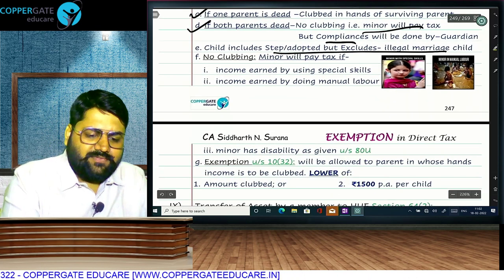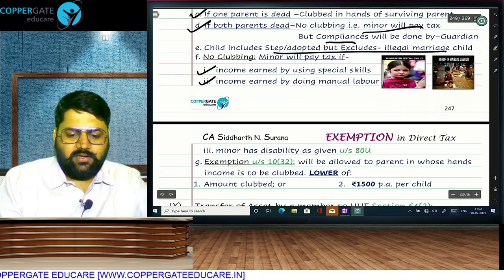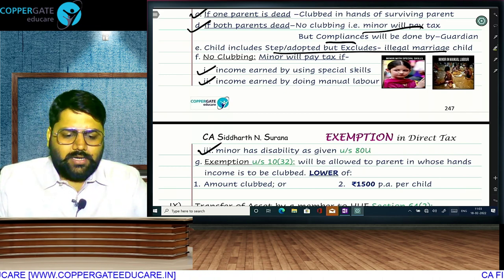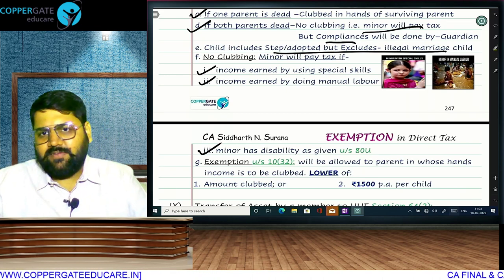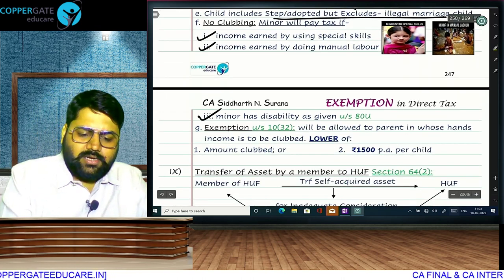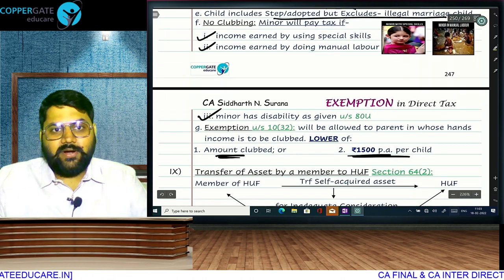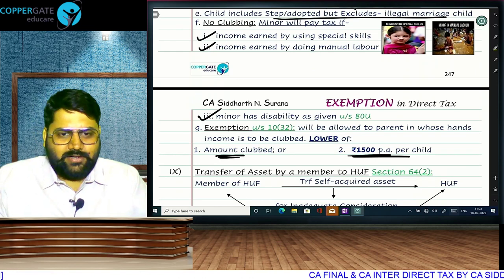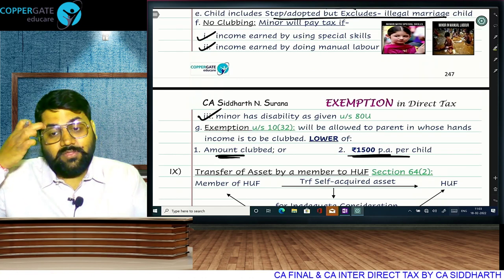There will be no clubbing if the minor has earned income through special skill or manual labor, or if the minor is suffering from a disability. Then there will be no clubbing in such cases, and the parent will be eligible for an exemption. Amount clubbed or 1500 per annum per child, unlimited number of children. Normally in income tax we have a 2 children limit at a lot of places, but here there is no limit on the number of children.